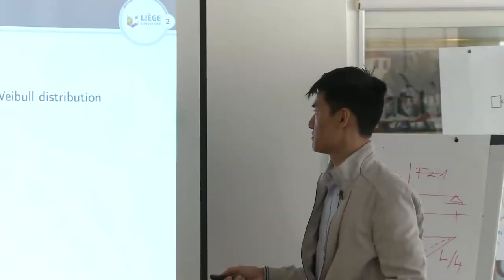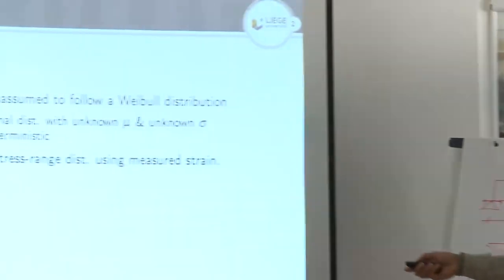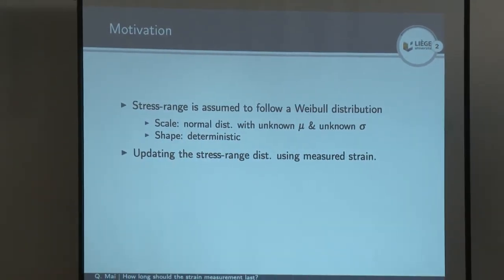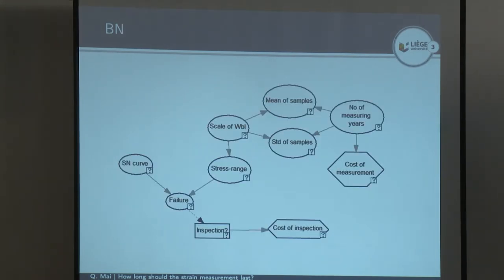So I tried to answer by using the value of information approach. Just to summarize the main idea: we have stress range assumed to follow a distribution with a scale. This is a normal distribution with unknown mean and unknown standard deviation. The shape is deterministic. And we can update that stress range distribution using the measured strain. And we can predict the mean lifetime for the inspection, to design for inspection. So this is the idea I have in mind now. It's not well prepared, so I would like your feedback on whether it's feasible.